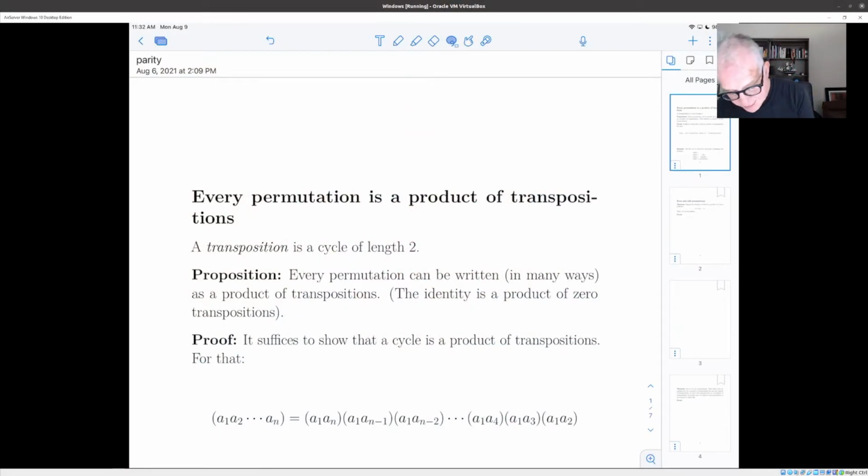So first we have a definition, and we introduce the idea of a transposition. A transposition is a cycle of length 2. So an example of a transposition is the cycle (2 3). This is the permutation which takes 3 to 2 and 2 to 3 and leaves everything else alone.